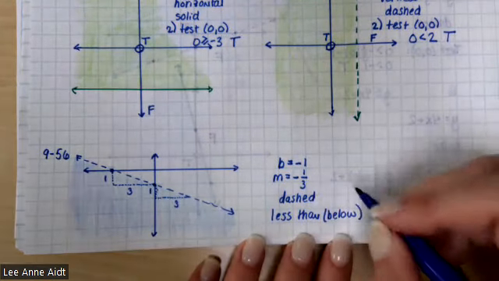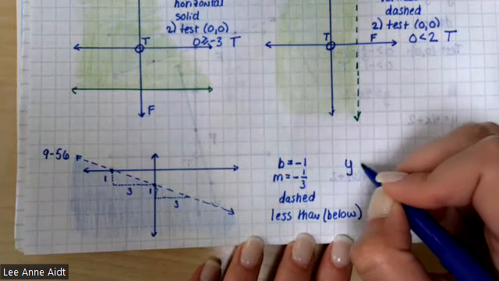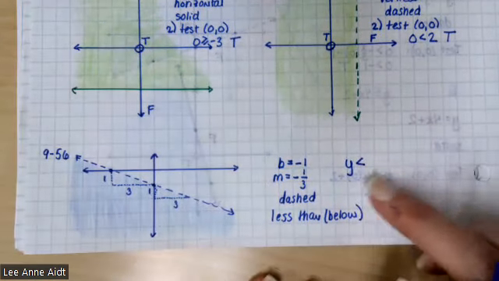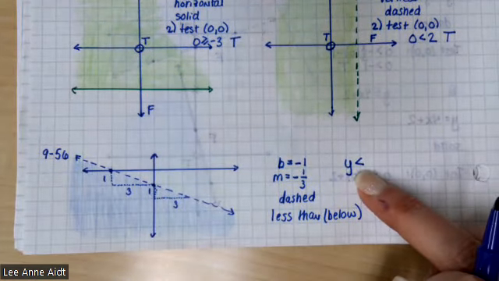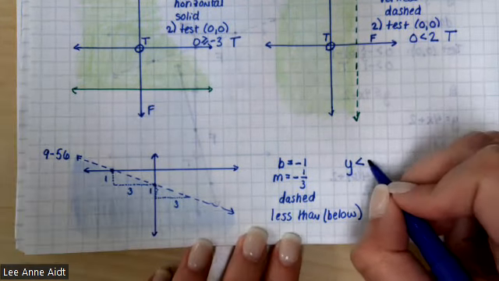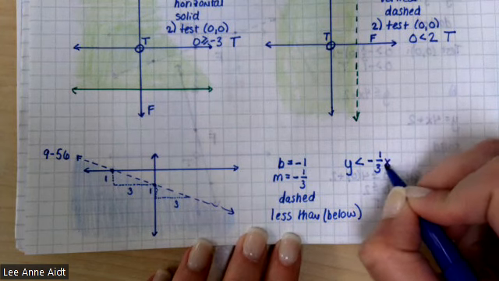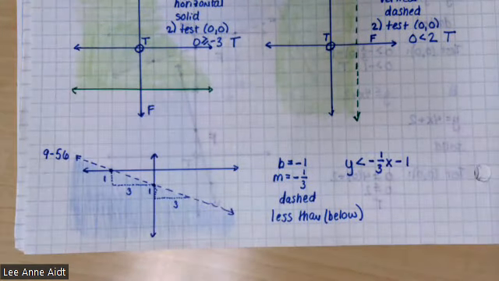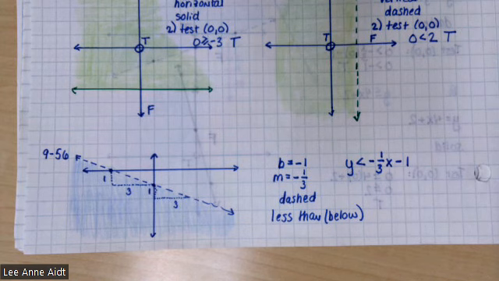Okay, so we're going to write this in an inequality. Y is less than. We're going to leave it regular less than because it's dashed, so we don't want to put the or equal to on there. -1/3 x minus 1. Okay, that part is done. We're not done though.